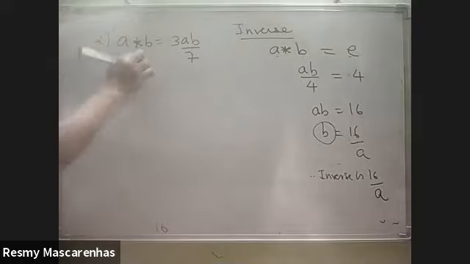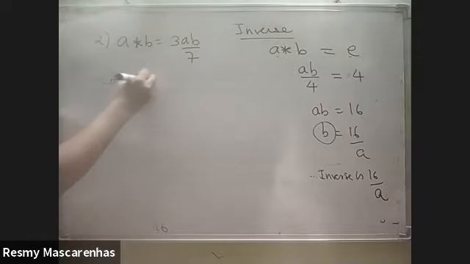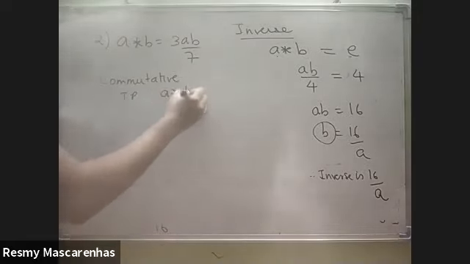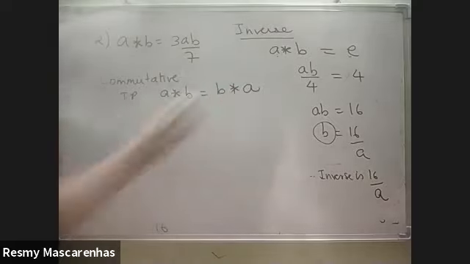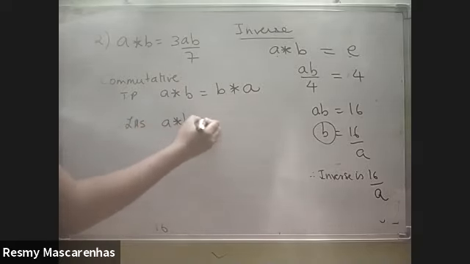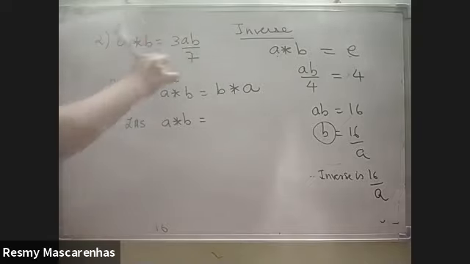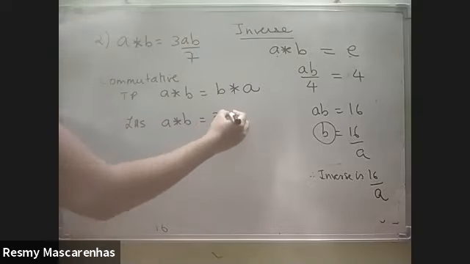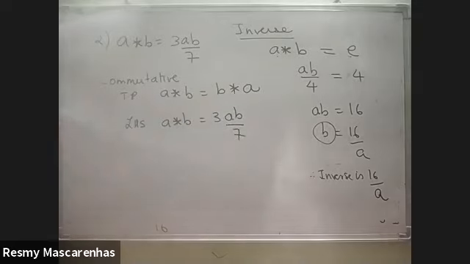So in this, you tell me. First we'll start with commutative. For commutative, you have to prove that A star B is equal to B star A. So take your left hand side first. What is left hand side? A star B. What is given to you? Whatever is given. A star B is 3AB upon 7. That's your left hand side.